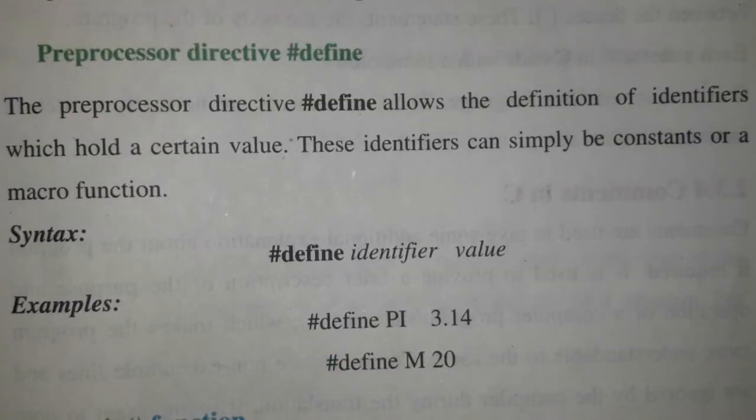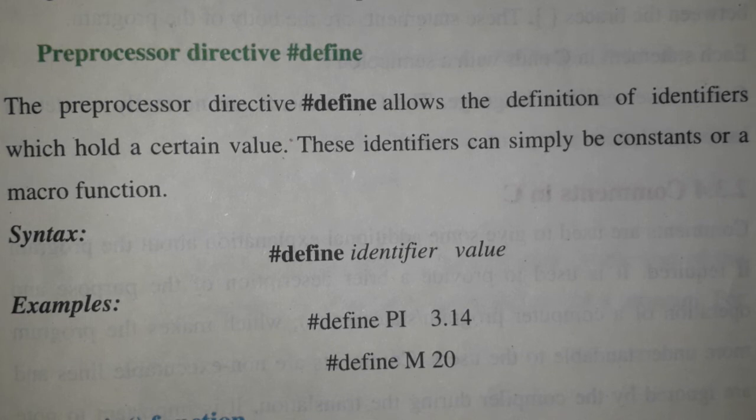Hash define preprocessor directive. As we know, the preprocessor directive has two types: hash include, which is used to include header files into your program, and the hash define preprocessor directive. What is the purpose of hash define? It is used to define a constant. A constant is a value which cannot be changed during program execution.